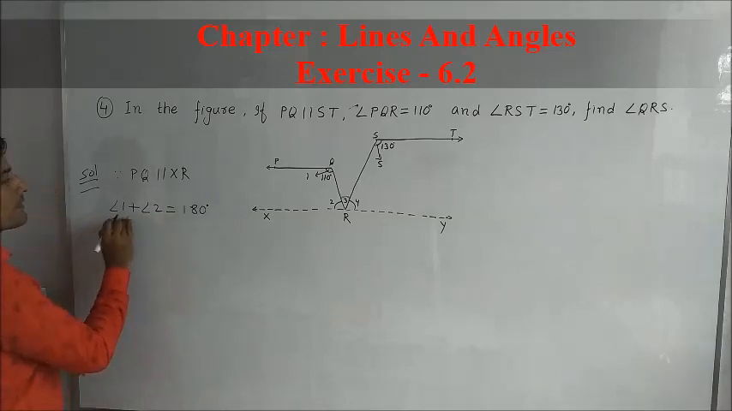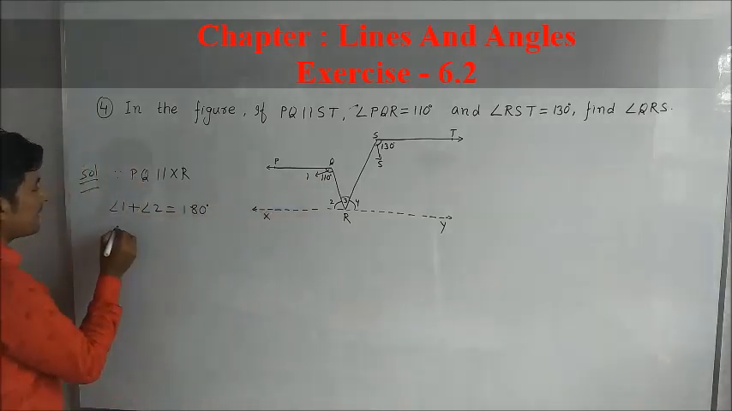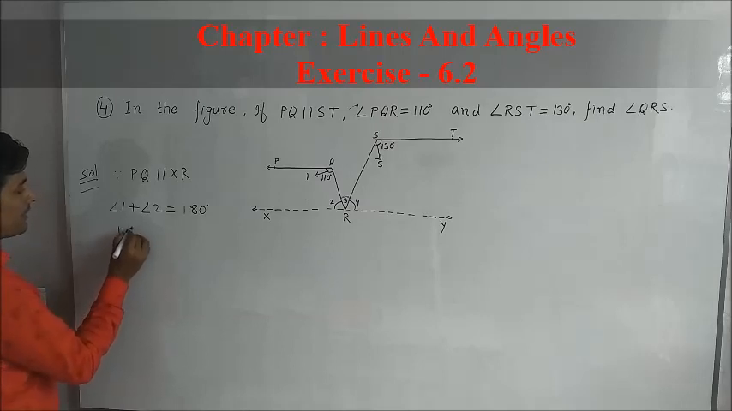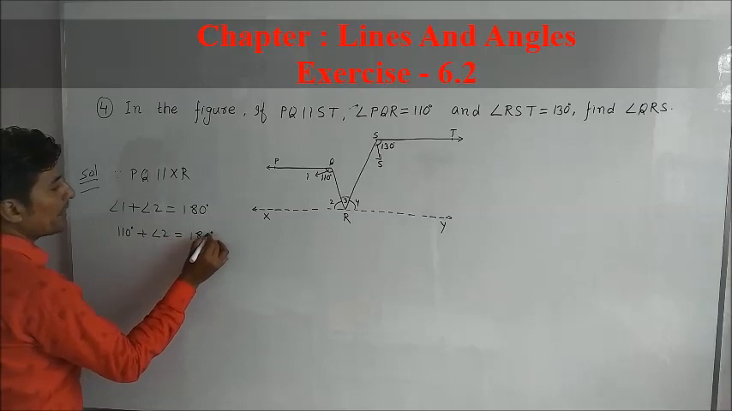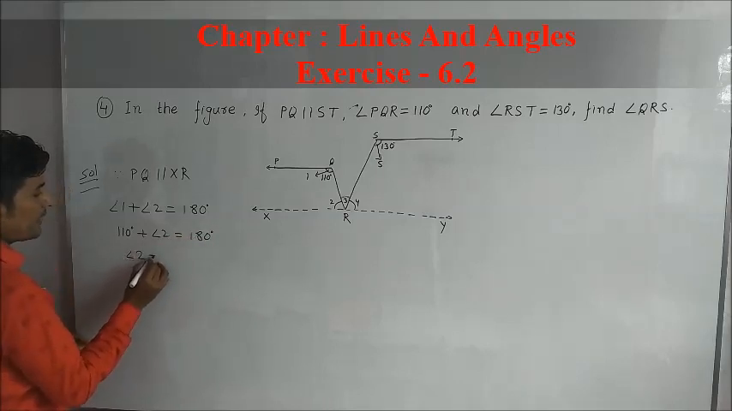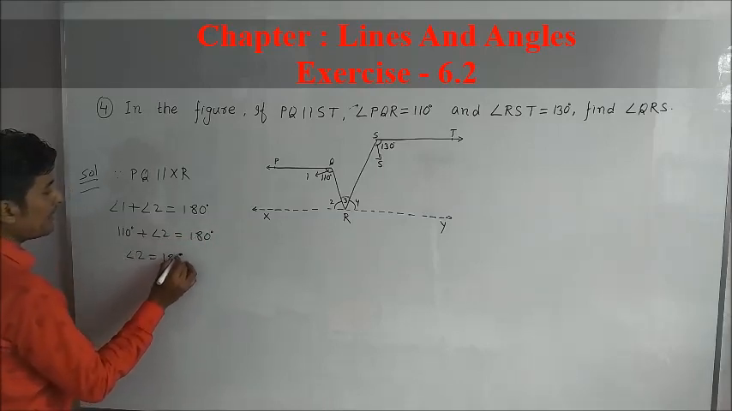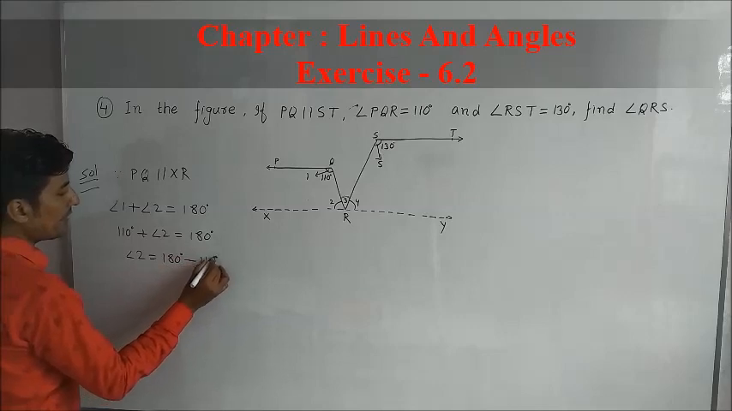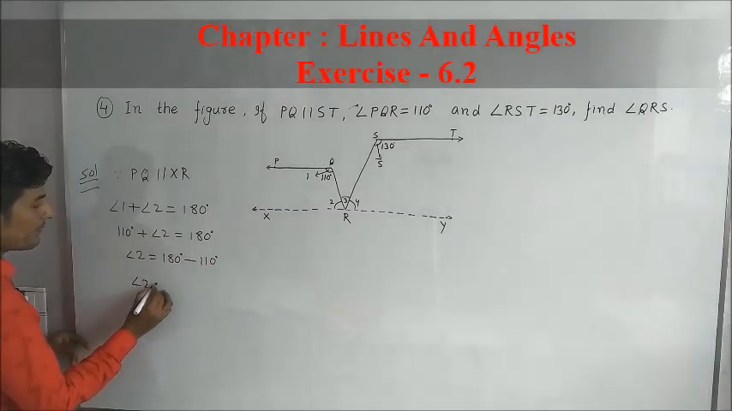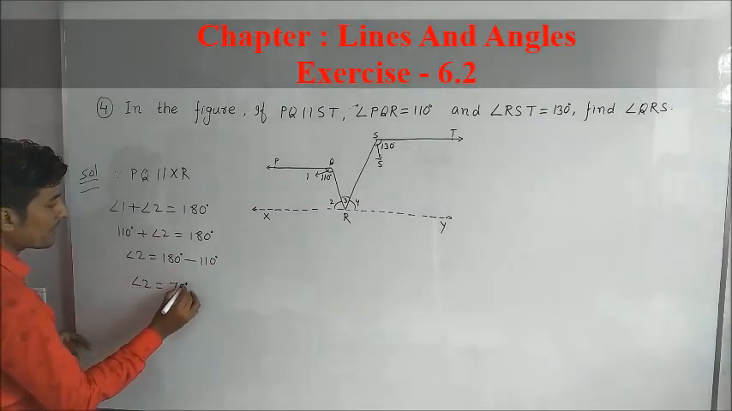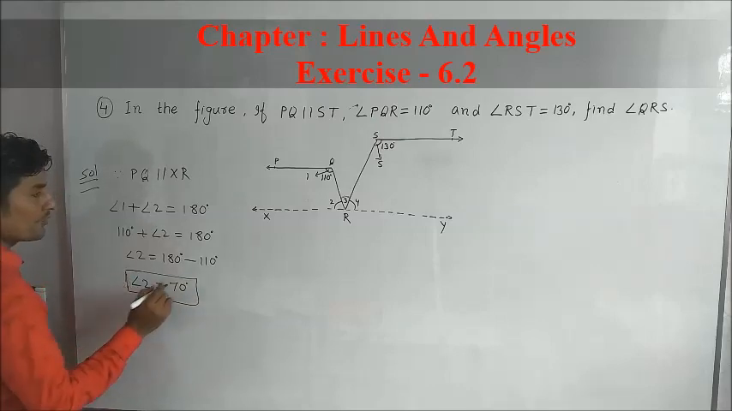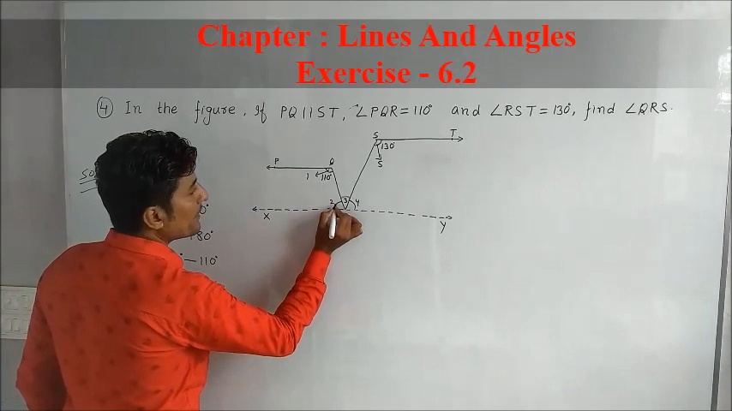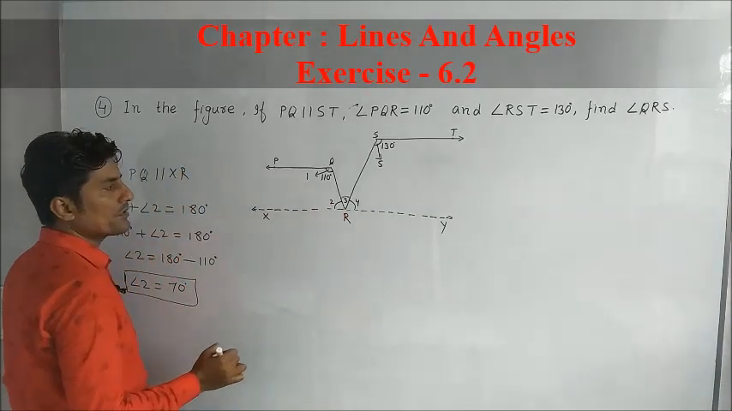Since the measurement of angle 1 is given as 110, we can write here 110 degrees plus angle 2 is equal to 180 degrees. Hence the measurement of angle 2 will be equal to 180 degrees minus 110 degrees. Finally we can write here the measurement of angle 2 is equal to 70 degrees. Now we got the measurement of angle 2, that is equal to 70 degrees. Measurement of this angle is equal to 70 degrees.